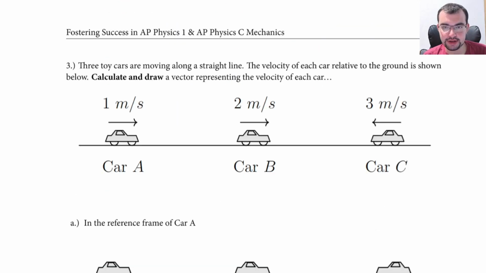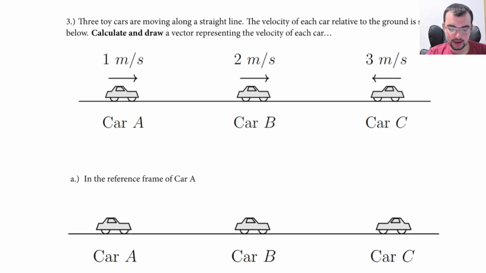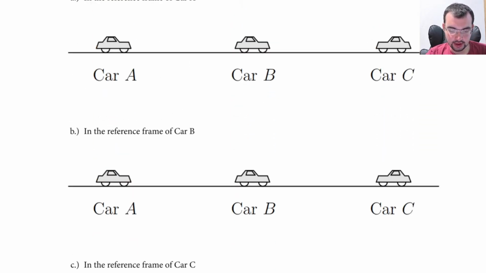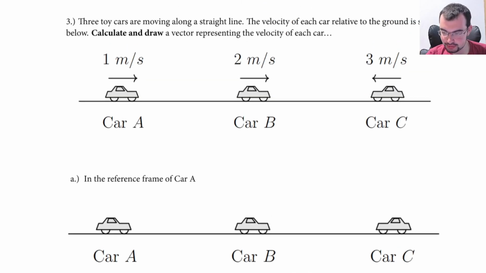Just to illustrate this, we have a pretty typical example where we're just going to compare speeds in different reference frames. So we have 3 toy cars moving on a straight line. This is the lab frame, and we're going to enter the car frames and see what all the measured speeds are. So in car A's frame, car A is moving 1 meter per second right. So I've got to boost everybody by sort of -1.